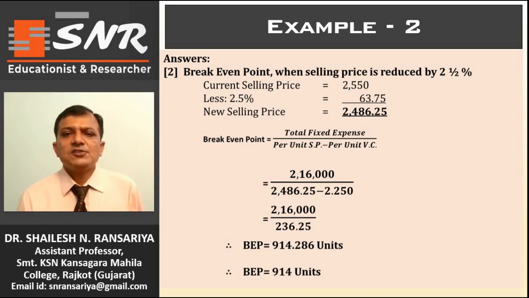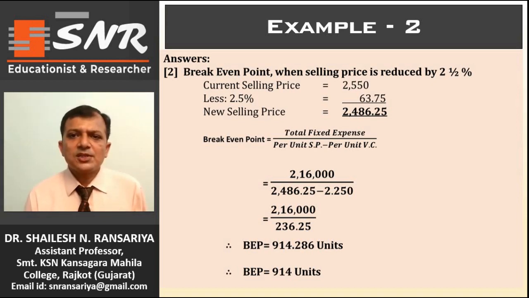Now the second answer, break-even point when selling price is reduced by 2.5%. So first we have to calculate the new selling price. So current selling price 2550 less 2.5%, it is 63.75. So new selling price is rupees 2486.25.